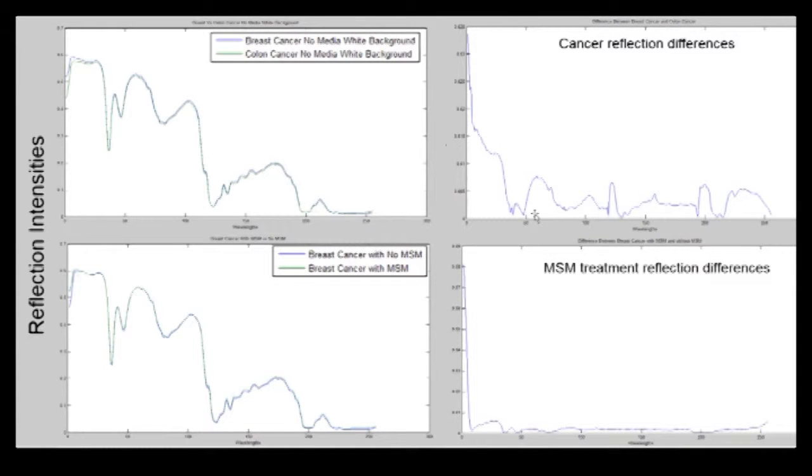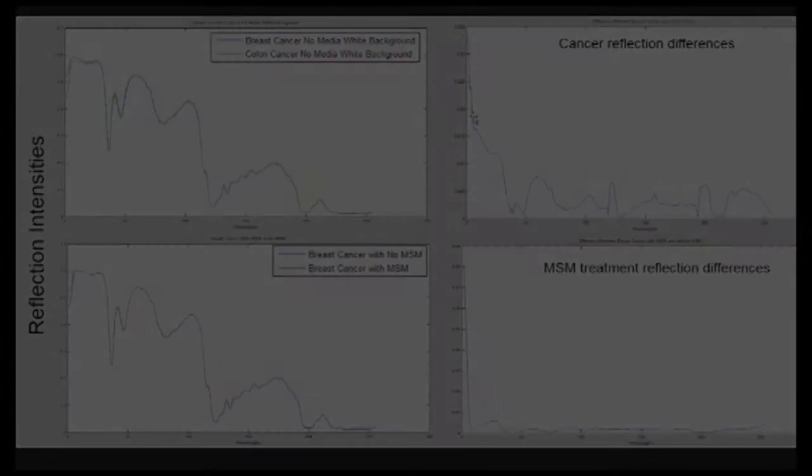While there was sufficient difference between the colon and breast cancer for us to use algorithms to detect the difference, there was insufficient difference between the MSM and no MSM so that we couldn't actually find any algorithms to detect their difference. Edge cases were ignored as this was due to camera noise.